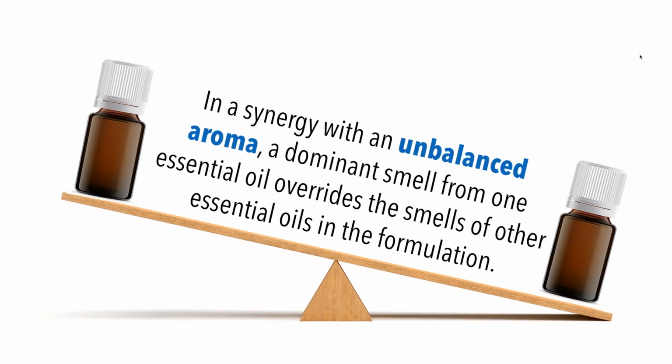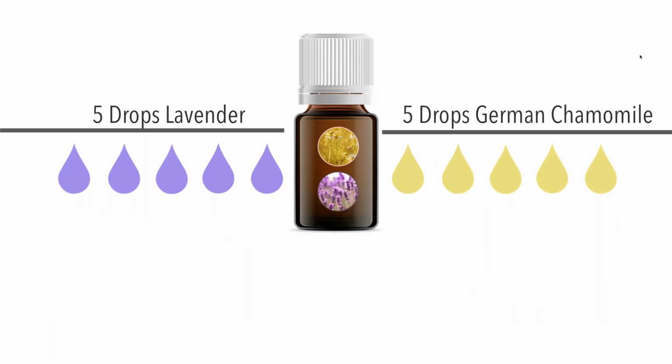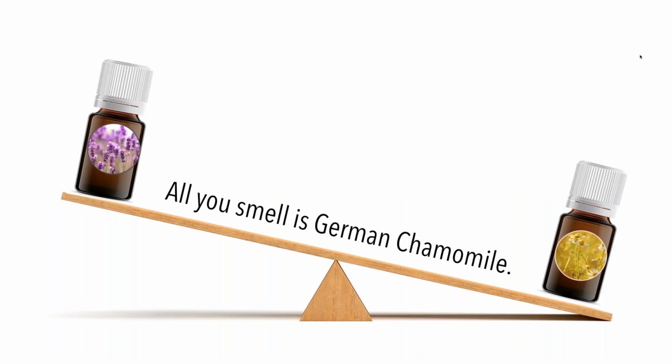In a synergy with an unbalanced aroma, a dominant smell from one essential oil overrides the smells of other essential oils in the formulation. So look at this. Place equal amounts of lavender and German chamomile essential oil in a glass bottle. You should smell what these two different essential oils smell like when they're combined, right? Wrong. All you smell is German chamomile because its aroma is very intense. Lavender's aroma is almost completely lost.